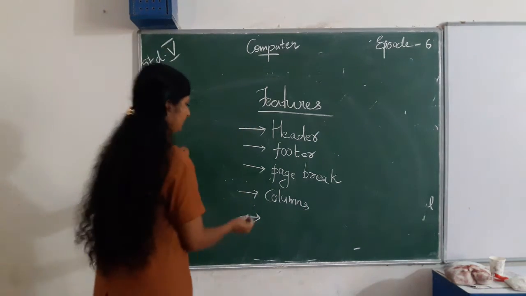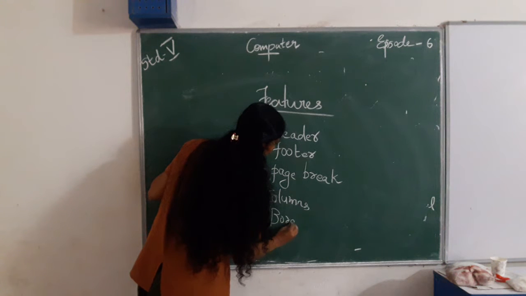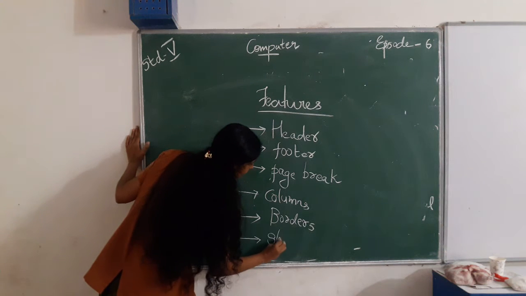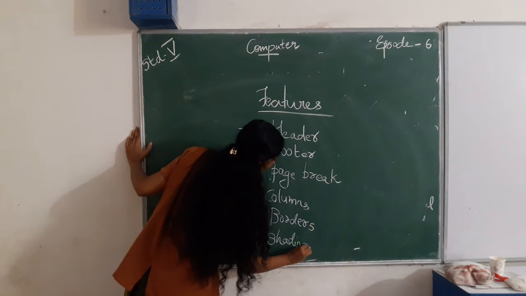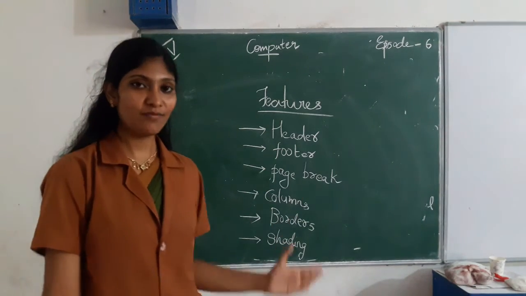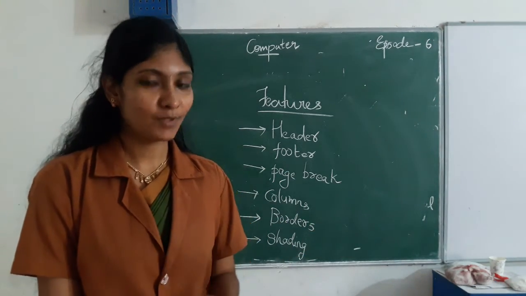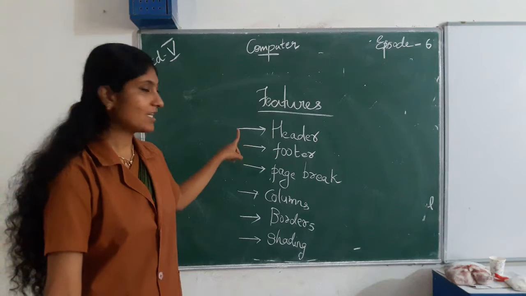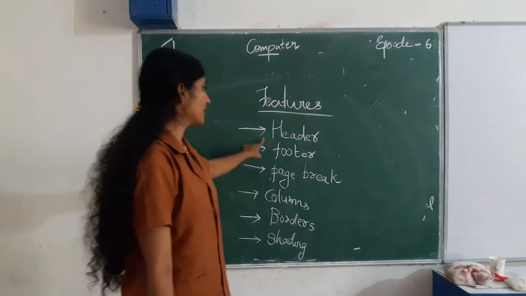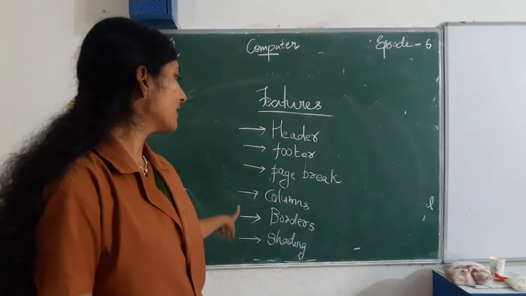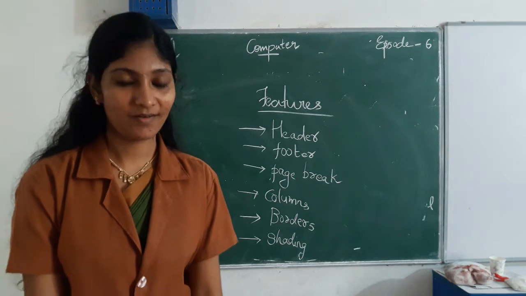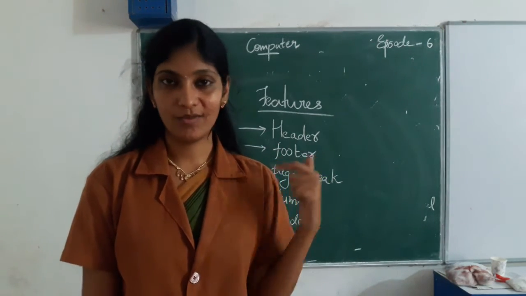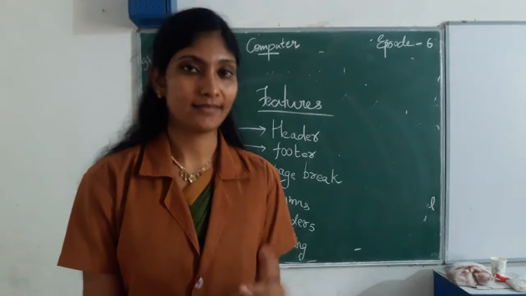Fourth, borders, and fifth, shading. Okay. So these are the main features we can use to make our document look very standard and professional. Headers, footers, page break, columns, borders and shading. Right? Okay. So one by one we can discuss, and let me start with the first one. What is the first one? Header.